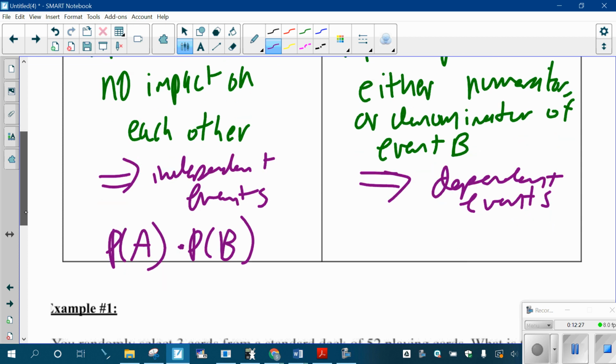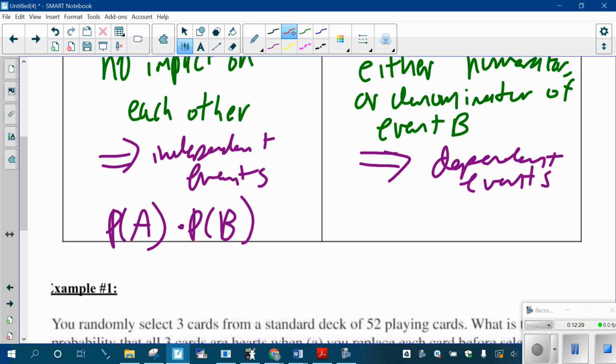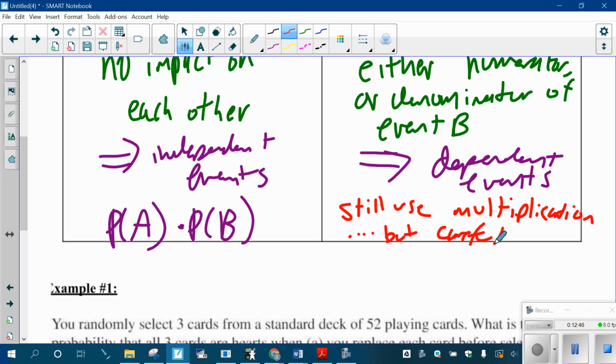And then I want you to just say this idea. You still use multiplication. It's still an AND problem, and for all AND problems, you use multiplication. But you have to be careful because of that numerator or denominator changing, or both. So you can't just look at the 2 events individually and multiply the probabilities, because the second one gets messed up by the first one, is basically the idea.